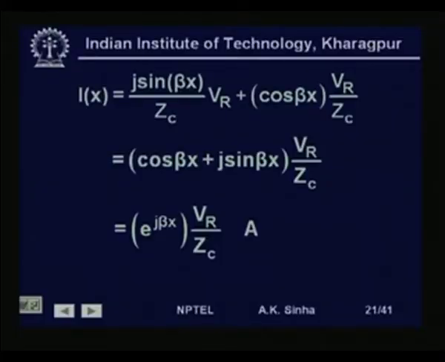Similarly, we can find the current at any point x from the receiving end. So, Ix is equal to j sin βx by Zc into Vr plus cos βx into Ir, where we are replacing Ir by Vr by Zc. So this comes out to be (cos βx plus j sin βx) into Vr by Zc, which again is equal to e to the power jβx into Vr by Zc. Again, the magnitude is going to remain constant all along the line.